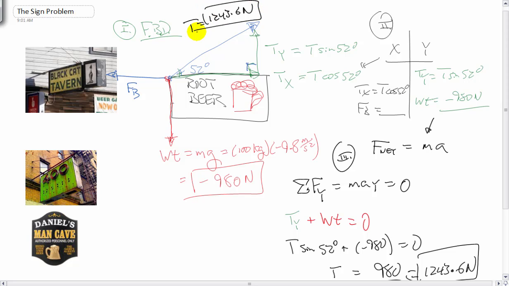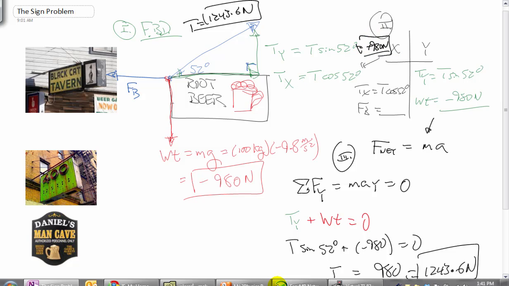In the y direction, the tension in the y direction was 980 newtons, positive, because it's supporting the sign. So why don't we just find the tension in the x direction really quick? How could we do that? We could just take T times the what?